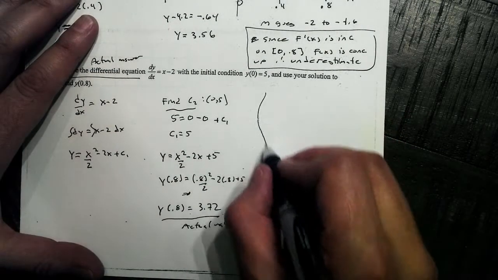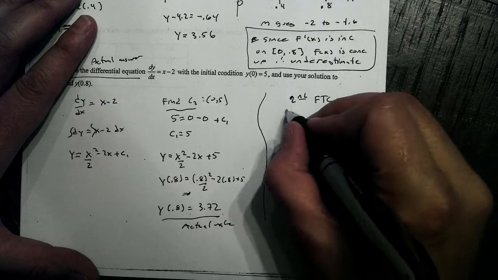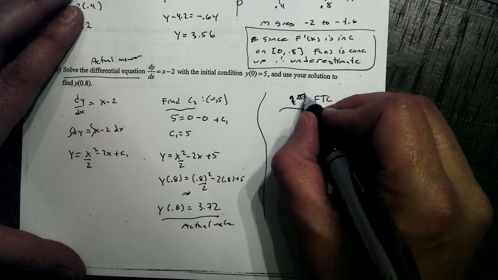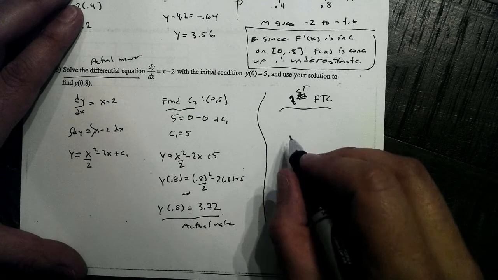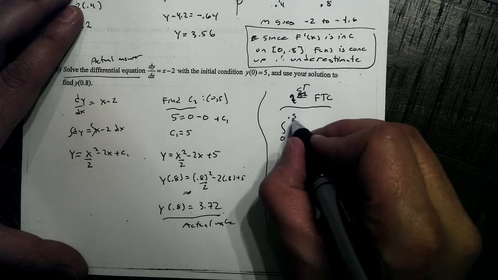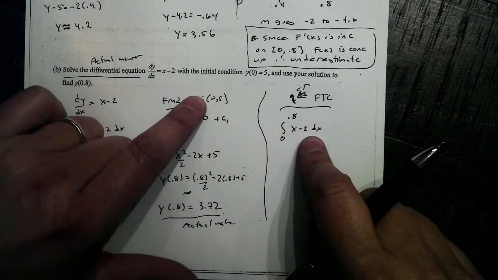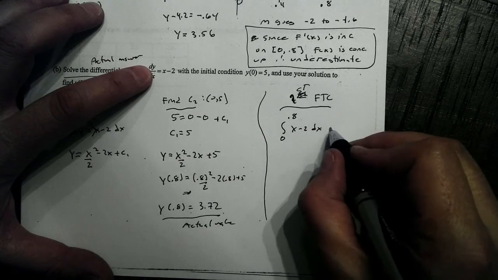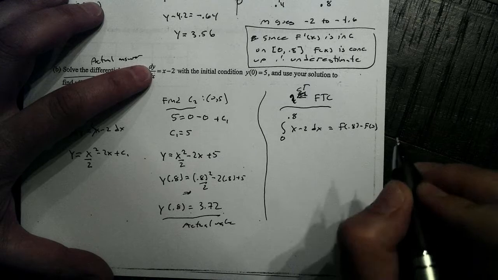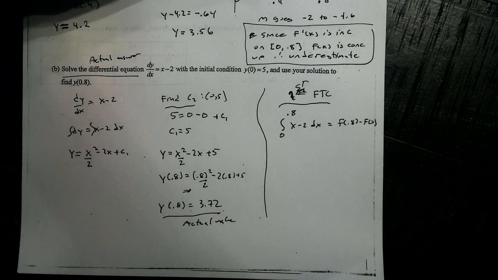Now, we could also do the second FTC here. All right? So the first fundamental theorem, first FTC, on this problem. And that's just going to be our integral from 0 to 0.8 of our derivative, x minus 2 dx. I can do it here because everything is just in terms of x. And that's going to equal f of 0.8 minus f of 0. And we can just type that in our calculator.